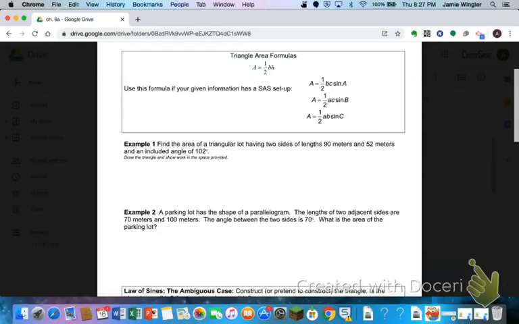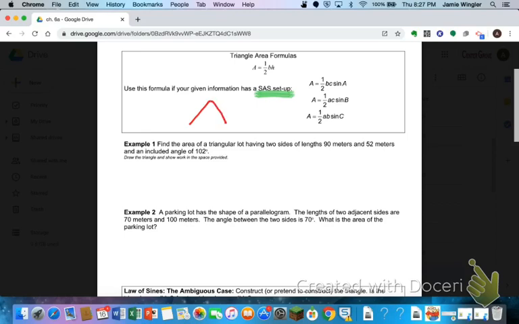Hi all, it's day 2 of the law of sines, and we're throwing in a triangle area formula today. The triangle area formula is only used when you have a side angle side setup. And so remember, a side angle side setup is going to have two sides and the angle is between them.